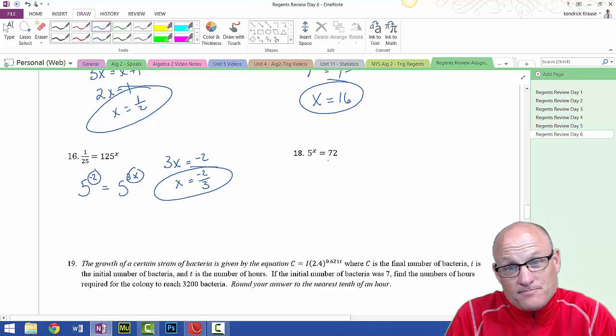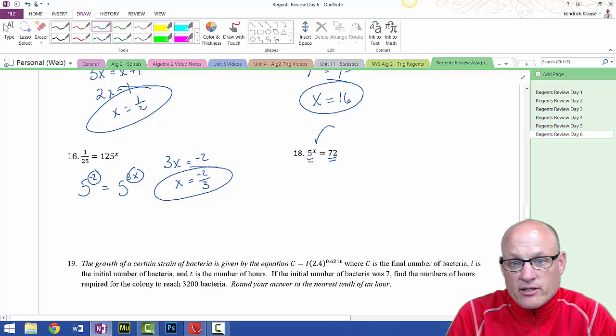Can't do this one, because I can't make 72 into a 5. I'm not saying the problem can't be done. I'm just saying you can't do it this way. So what we have to do in this case is anytime the exponent is a variable and you can't solve it one of the ways we just did, you have to use logarithms.